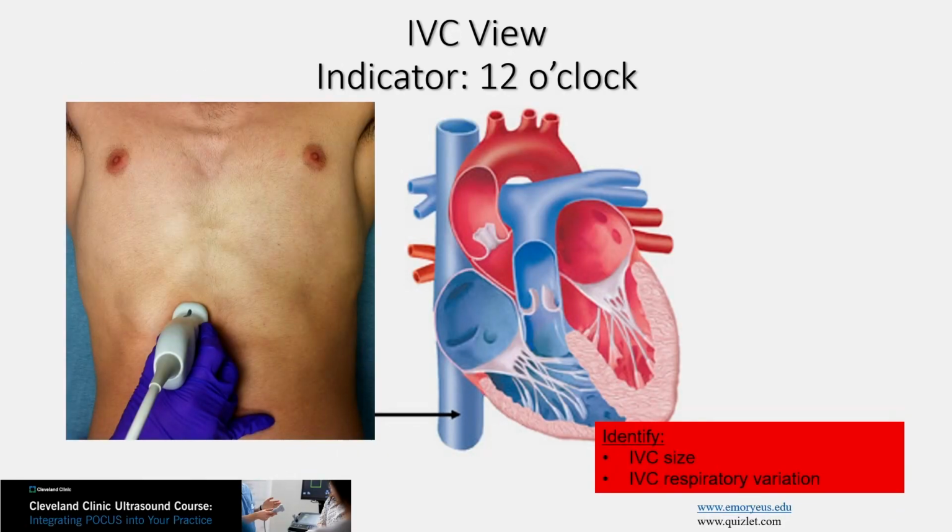Next view is the IVC view. We just rotate the probe, which was pointing towards 3 o'clock in the subcostal view, by 90 degrees, and you get a 12 o'clock with the pointer pointing towards the head of the patient. Good view to assess the IVC size and the respiratory variation.